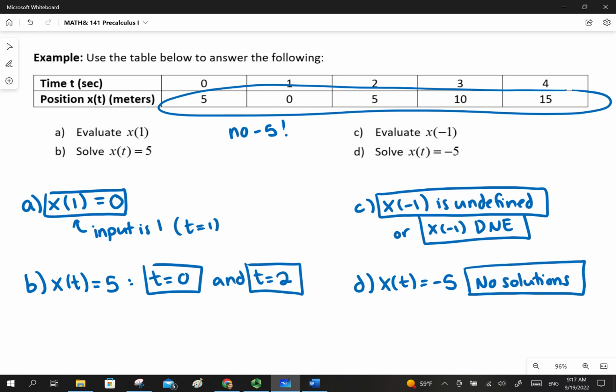Remember, there's a big difference between evaluating and solving. We only say no solutions when solving an equation, never when evaluating an expression.